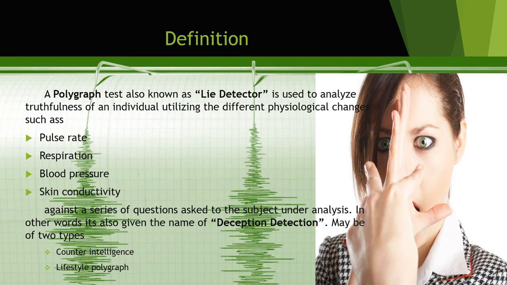How would we define the polygraph or lie detector? It is a test used to analyze the truthfulness of an individual, utilizing different psychomotor changes such as pulse rate, respiration, blood pressure, or conductivity of the skin. It can also be called deception detection, and may be of two types: counterintelligence or lifestyle polygraph. These two types are categorized according to use by the investigating agencies.